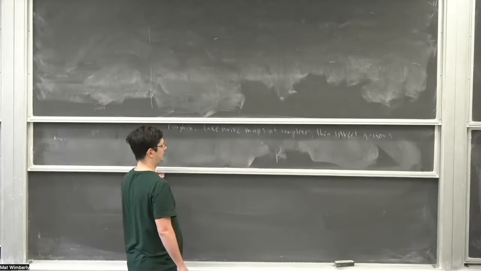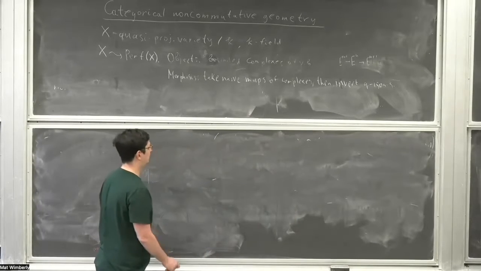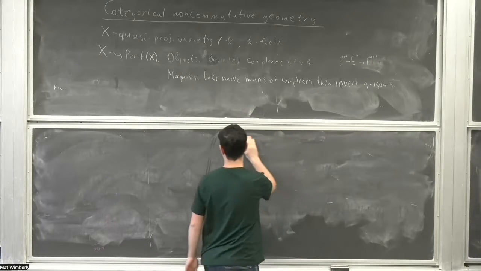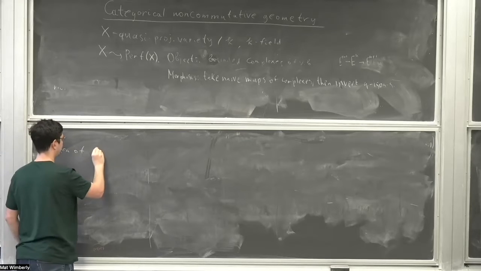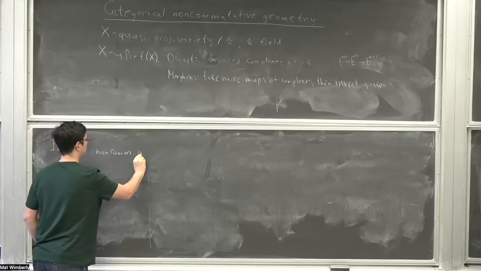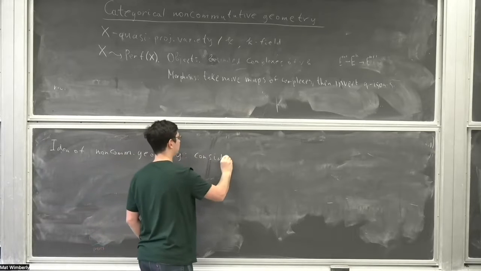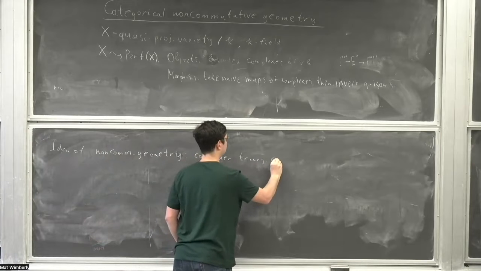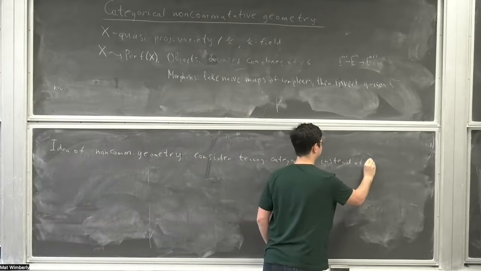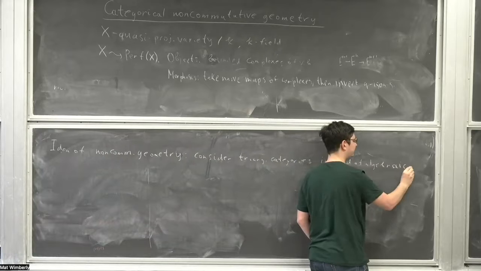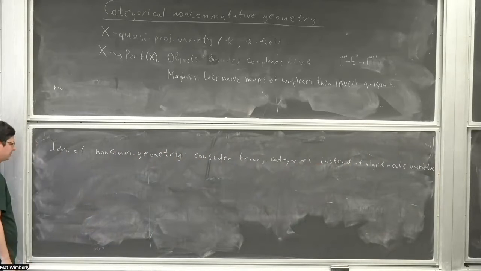Now, the idea of noncommutative geometry in this categorical approach is to just consider triangulated categories instead of algebraic varieties. This is a very naive slogan, but surprisingly, it turns out to be a really beautiful and rich theory.